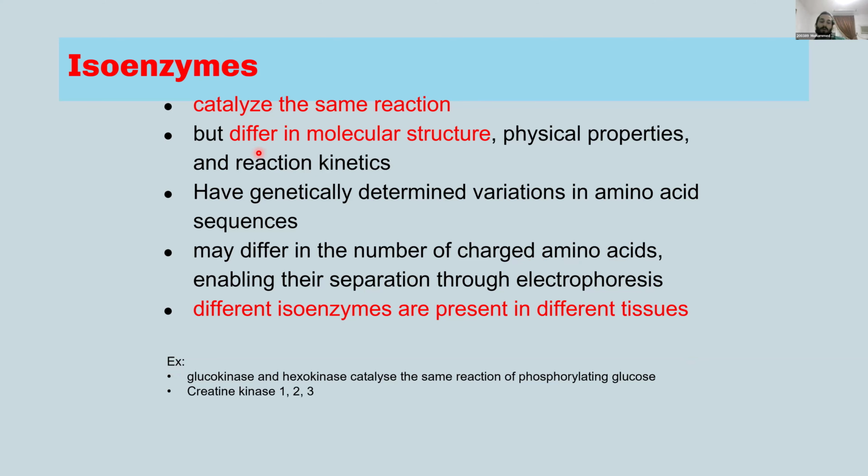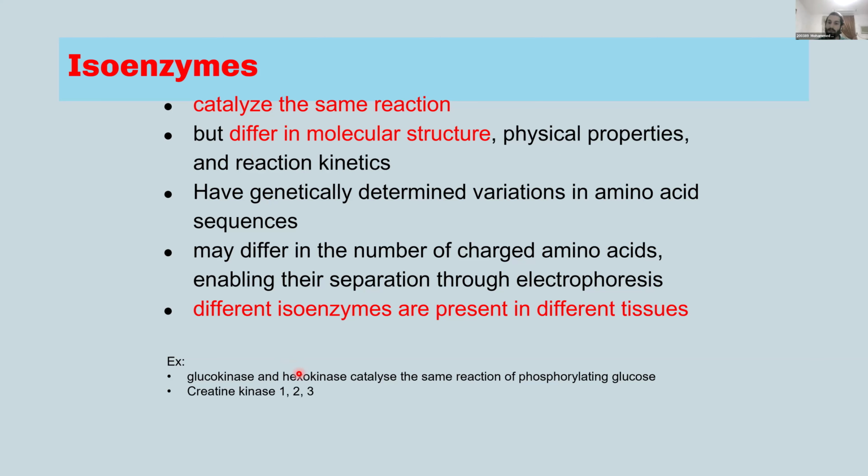So let's take a quick example from your older lectures: glucokinase and hexokinase. Each one is in a different tissue. One is working in the liver and one is working in another place. But it's the same reaction, phosphorylating glucose, with different names and different tissue locations. This is the idea of isoenzymes.